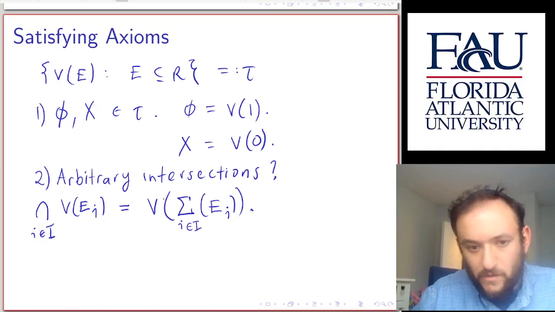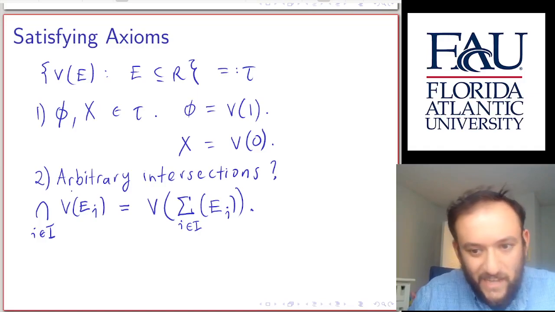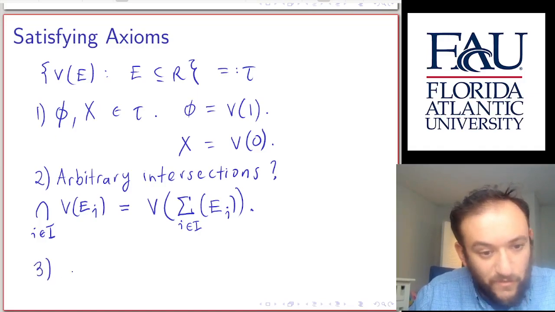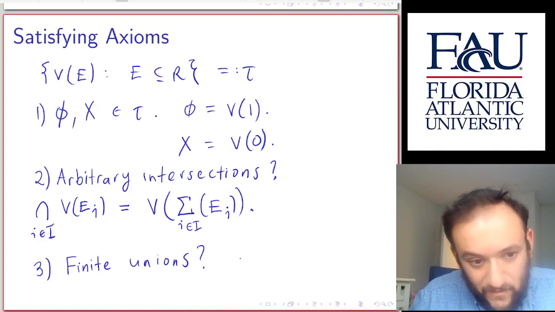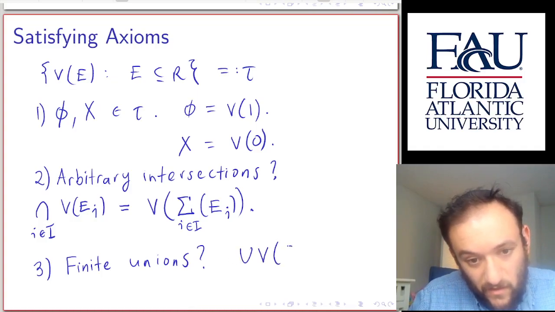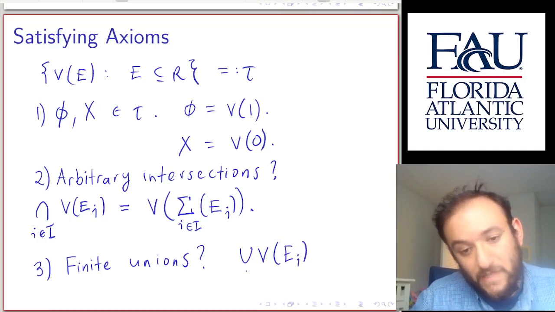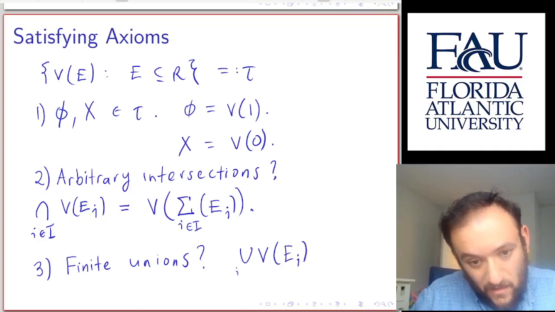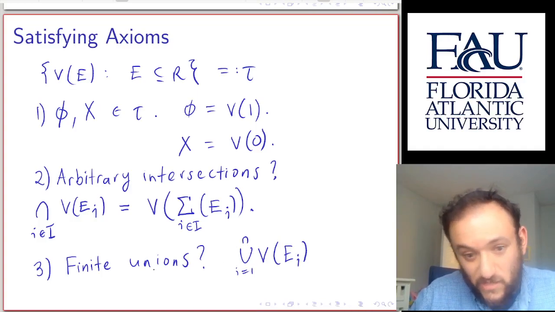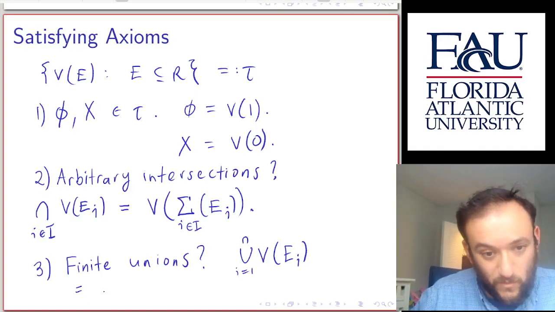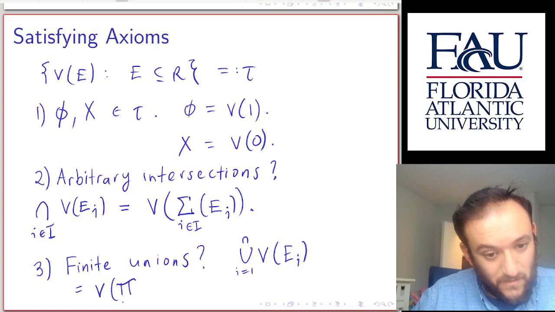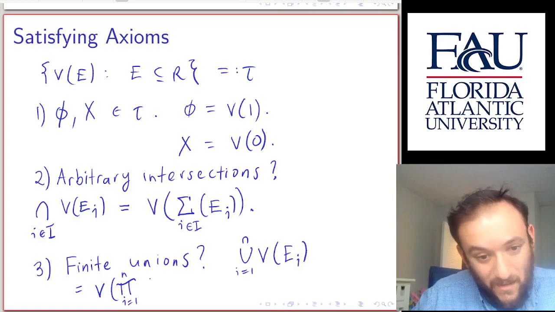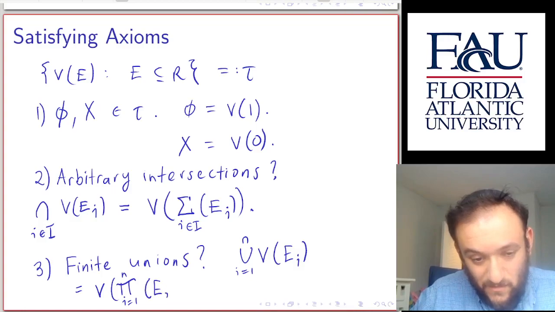Okay, that probably requires some justification, but I'll leave that as an exercise for now. As for finite unions, if we have the union of V of E_i, so if we take, again, the ideals generated by each of these E_i, this is going to be equal to V of the product from i equals 1 to n of the ideals E_i.